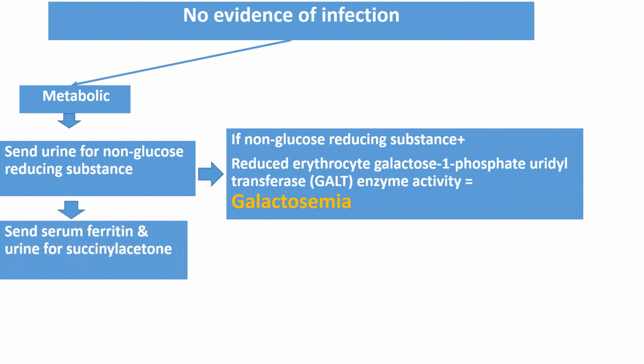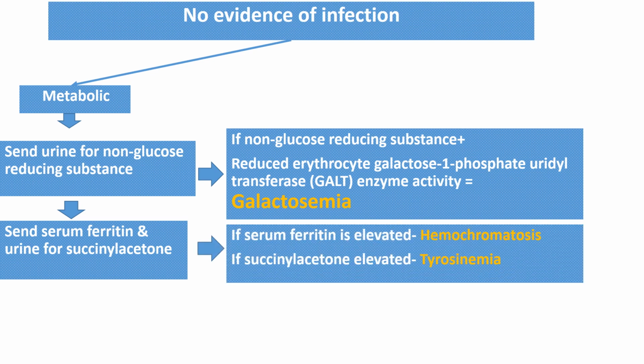If it is normal, then you have to send the serum ferritin and urine for succinyl acetone. If serum ferritin is elevated, then it is suggestive of hemochromatosis, and for this you have to send confirmation by genetic study. If it is not, then send the urine for succinyl acetone. If it is elevated, then you have to think about tyrosinemia, and for confirmation you have to send the specific TMS.